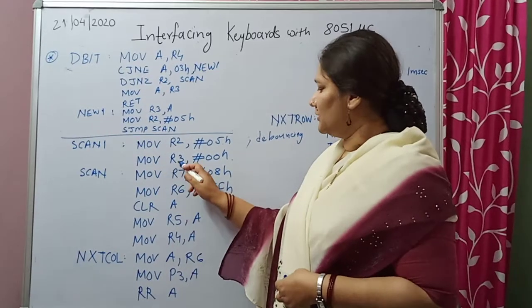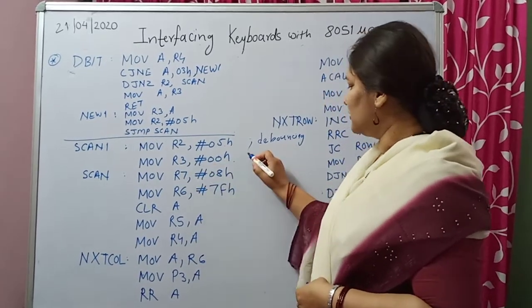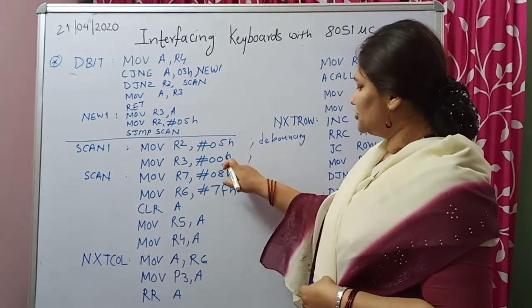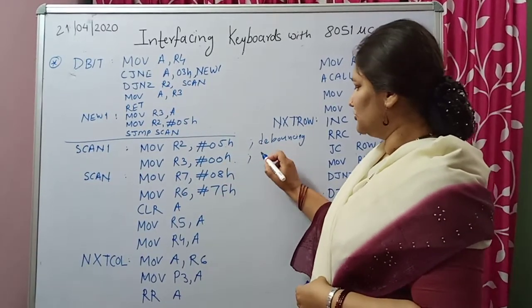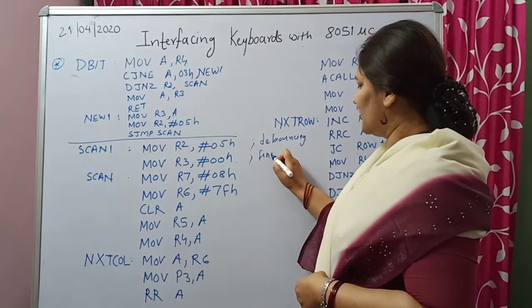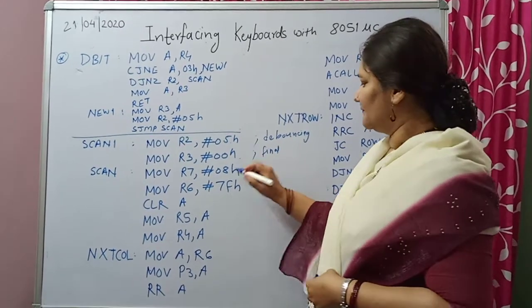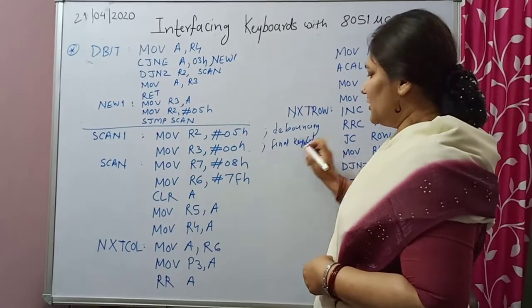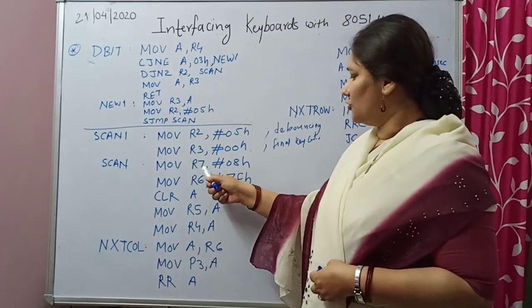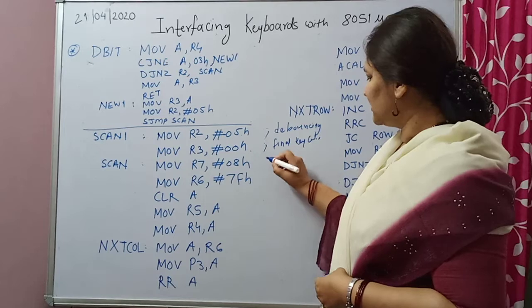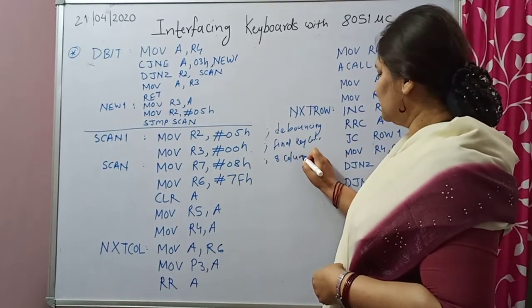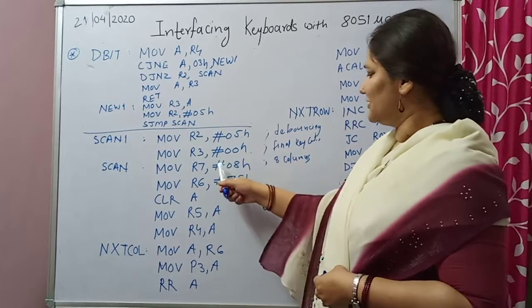Then we are taking R3. R3 is our final key code which is available in R3 register. So initially we are assigning it to 00. Final key code is available in R3. Now this is for the column counter. So column counter is 8 because there are 8 columns. So we are assigning column counter R7 as 8.